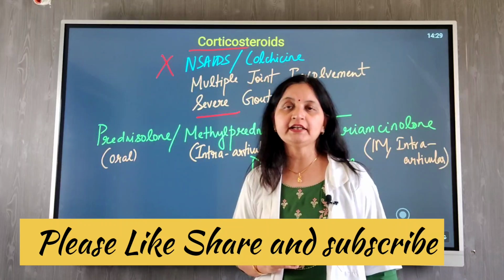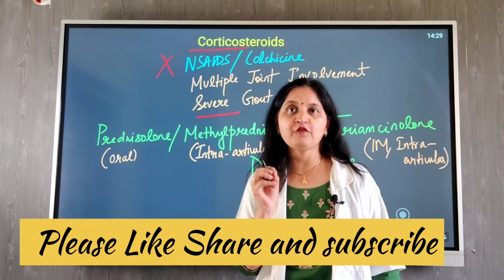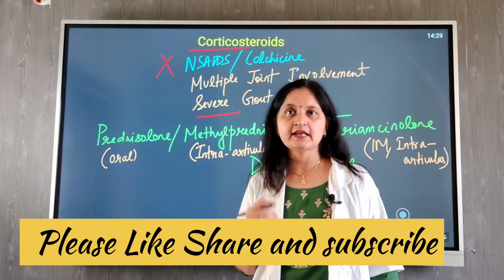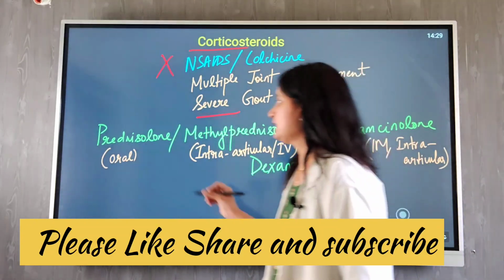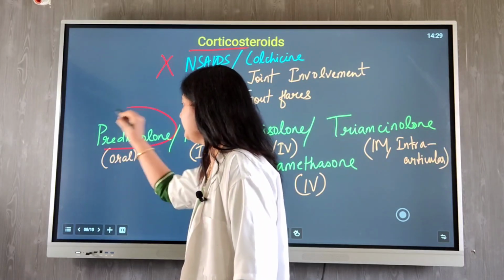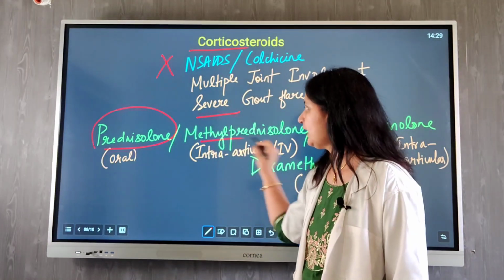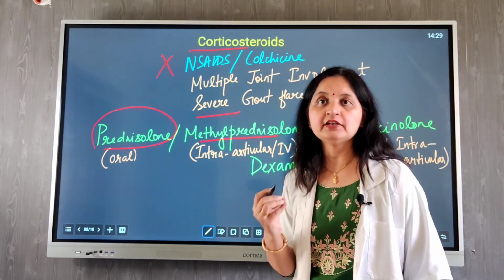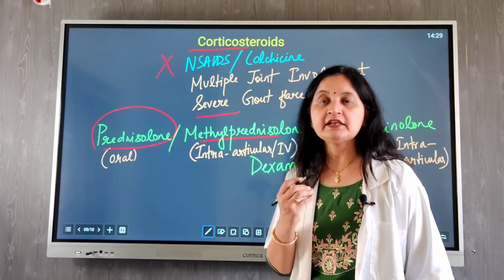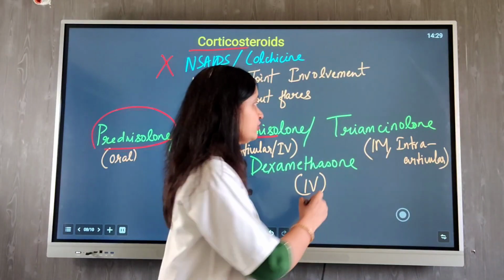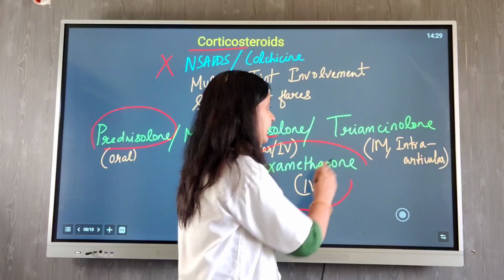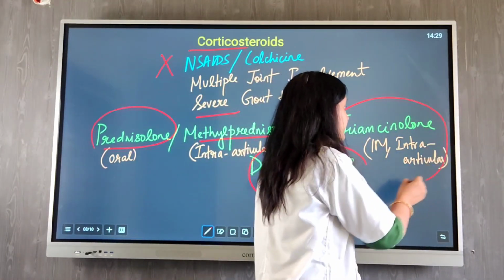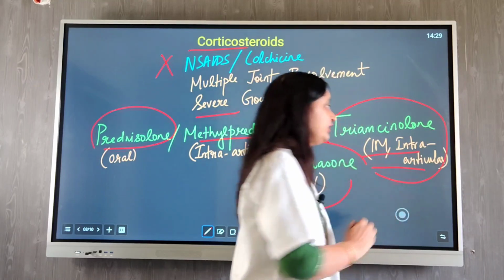These drugs act as strong anti-inflammatory agents because of the inhibition of phospholipase A2 enzyme, decreasing the synthesis of inflammatory mediators and relieving pain. Corticosteroids that can be used in acute gout are prednisolone, that is used orally, and methylprednisolone, which can be injected directly into the joint, that is intra-articular administration. It can also be administered intravenously. Dexamethasone is used intravenously, particularly in seriously ill hospitalized patients. Triamcinolone can be administered intramuscularly and intra-articularly.